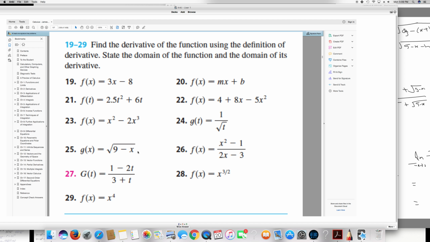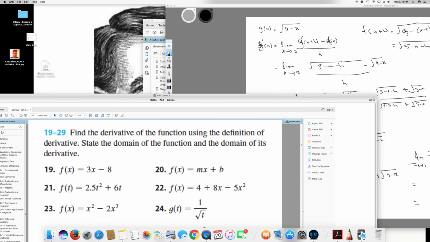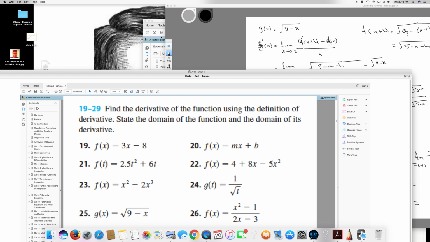For this graph, if you draw it, it starts from the 9 and it's reflected in the y-axis because it has a negative sign. Therefore, it's reflected in the y-axis. I'll show you the graph for this one, so it will be clear for you.